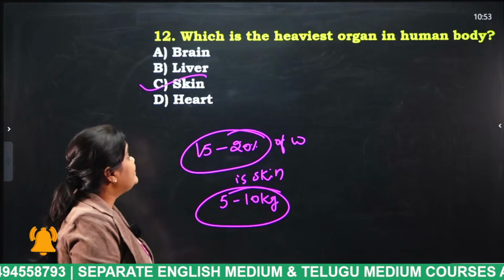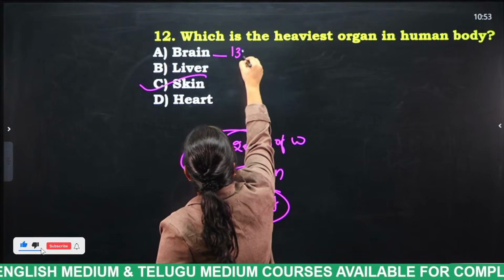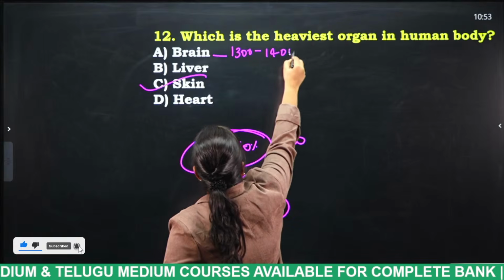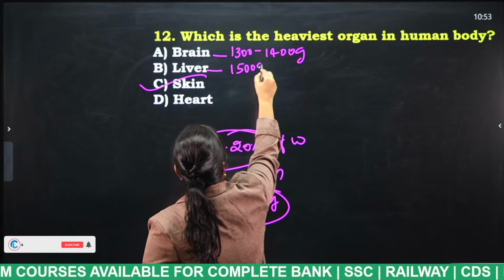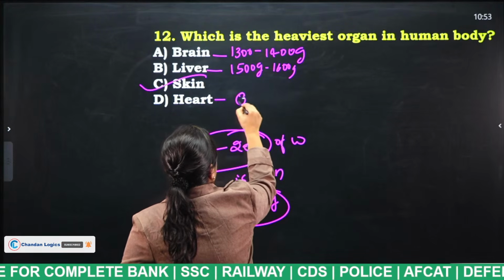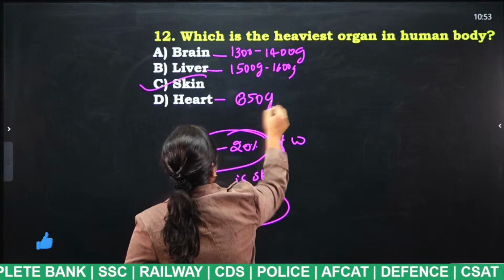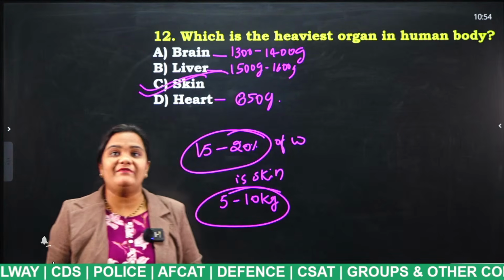And when it comes to the liver and brain, what is the weight of the brain, students? 1300 grams to 1400 grams. And the weight of the liver is 1500 grams to 1600 grams. And the weight of the heart is approximately 650 grams only. So what is the answer? Skin. Very, very important.